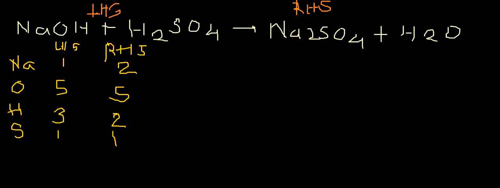So now let's check for which elements the number of atoms on both sides is equal. Oxygen is equal, so let's tick mark that. Sodium is not equal. Hydrogen is also not equal. The number of hydrogen atoms on the left hand side is greater than on the RHS side, so we need to balance some things to make them equal. And sulfur, yes, we have equal sulfur atoms.